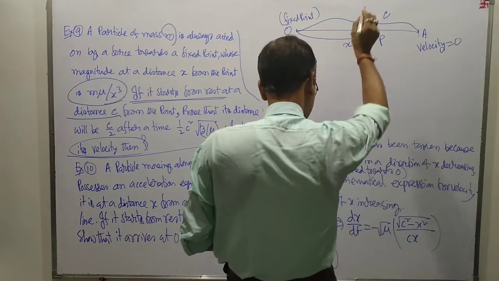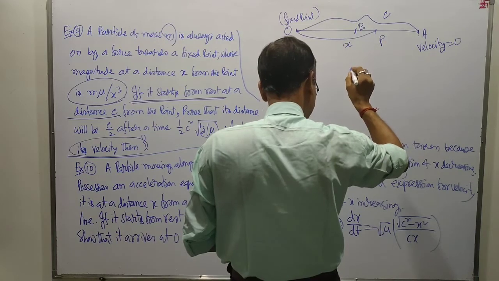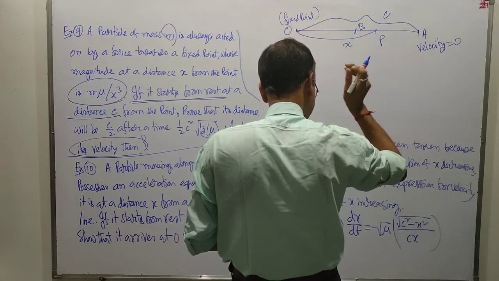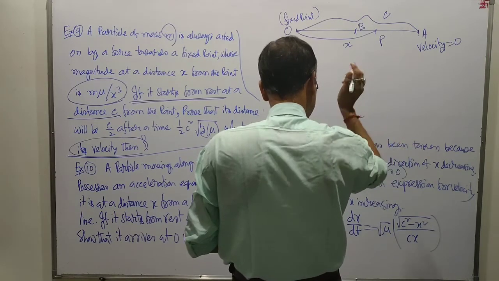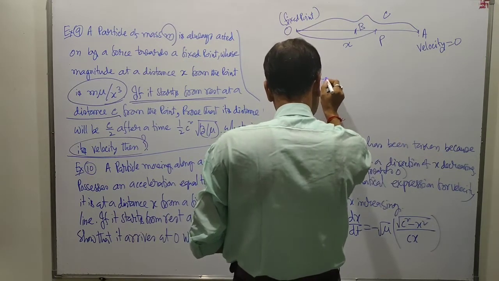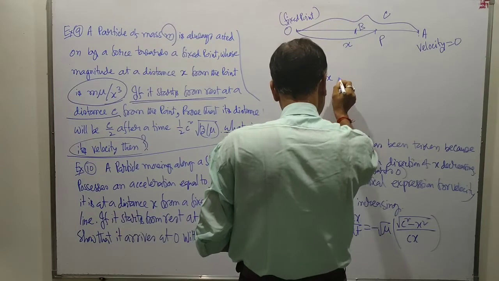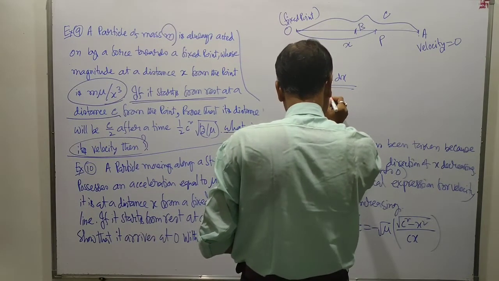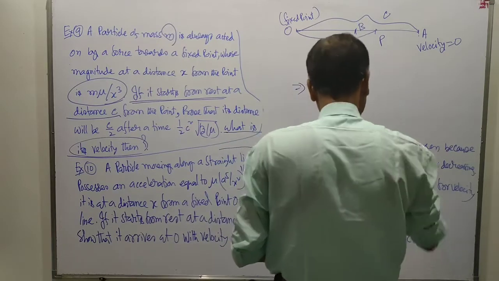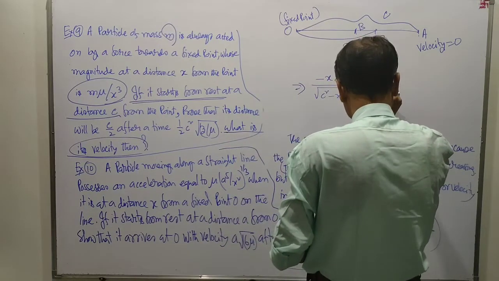This means minus x dx divided by root over c square minus x square equal to root over mu dt.